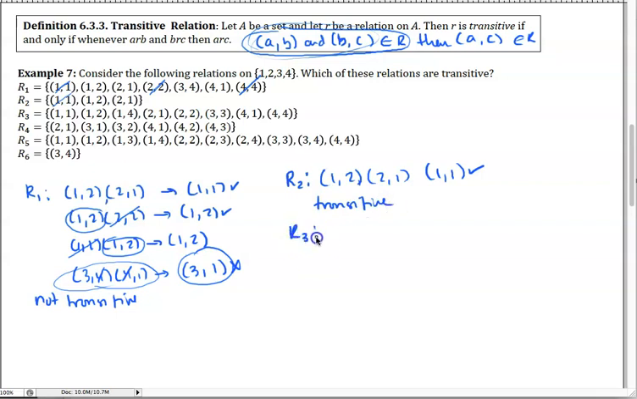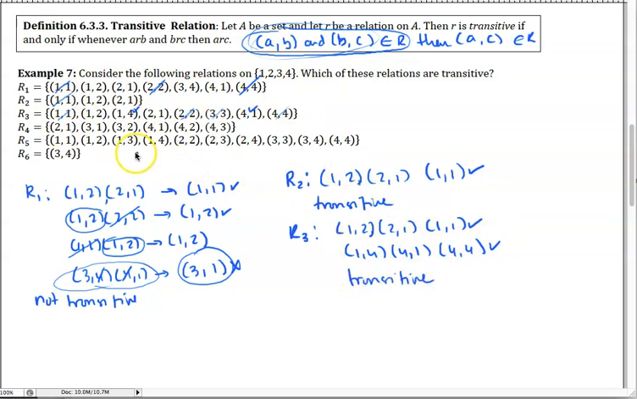Okay, let's look at R3. Again, you don't have to worry about pairing anything up with the doubles. So let's see, (1,2) and (2,1). Okay, and (1,1) is in the set, so that's good. Anything else that ends in a 2? No. Let's see, (1,4) and (4,1), and (4,4) is in there. So it looks like I've done all the pairings possible, and this is transitive. So R1 was a no, this is a yes, this is a yes.